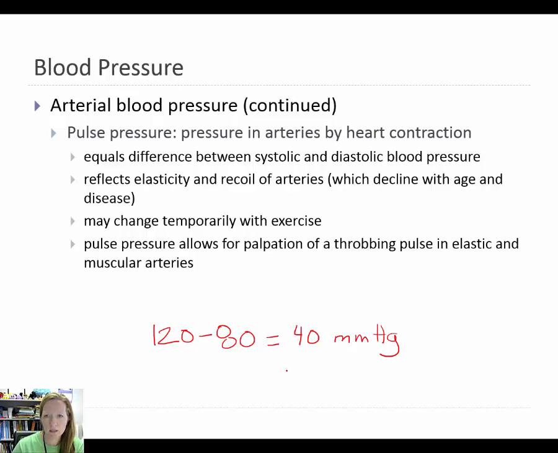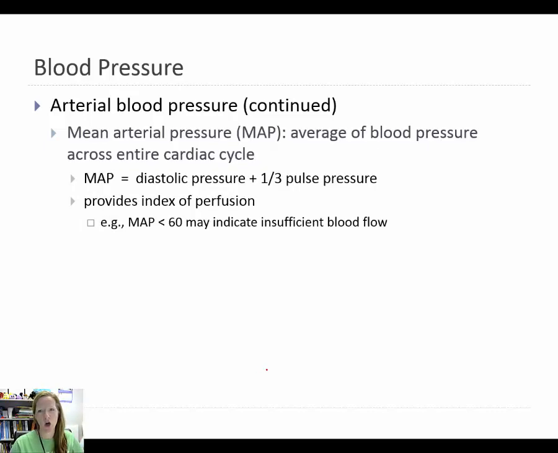Let's take a look now at how we can use pulse pressure to find something called mean arterial pressure. And this is just the average of blood pressure across the entire cardiac cycle. So this is a really great way to look at blood flow, and specifically the amount of perfusion in the entire vasculature. So that's found by taking diastolic pressure and adding a third of the pulse pressure.